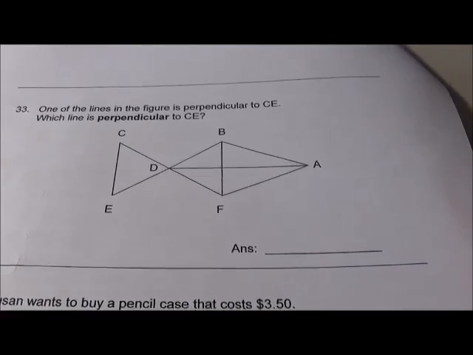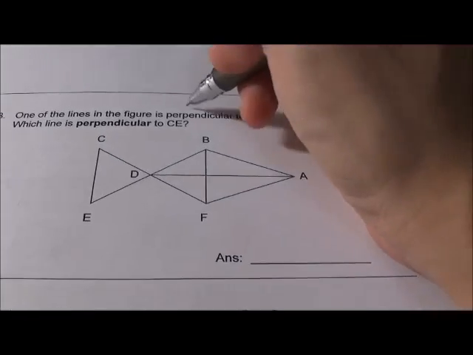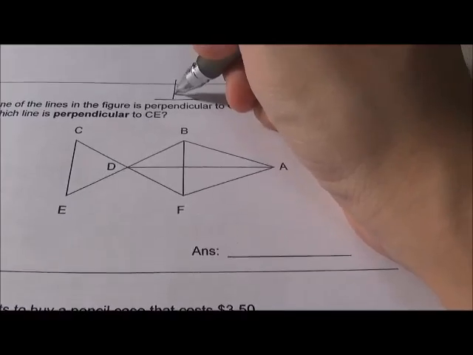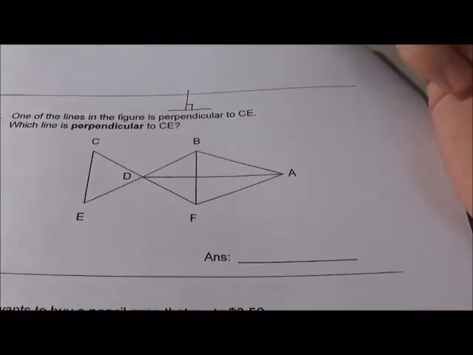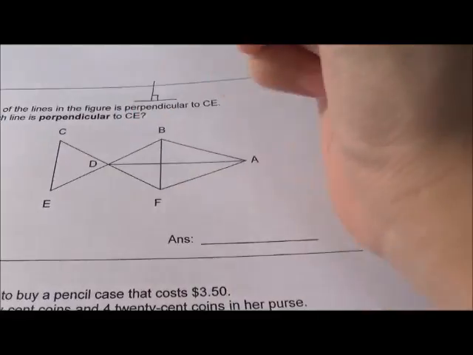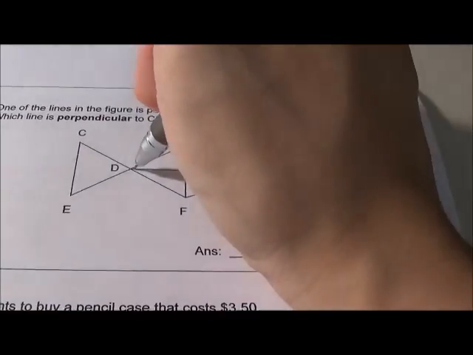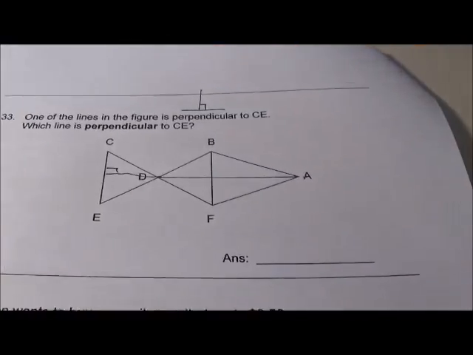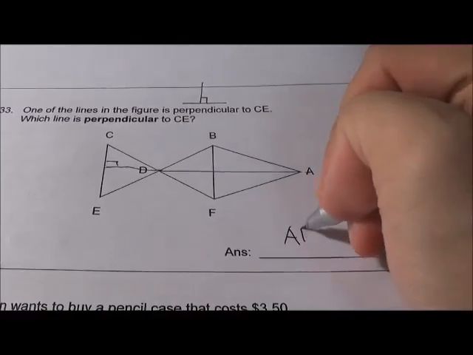Question 33. One of the lines is perpendicular. Perpendicular meaning, if you join the two lines together, you have a right angle like this. If you look carefully, AD will be perpendicular to the line CD. So your answer here is AD.